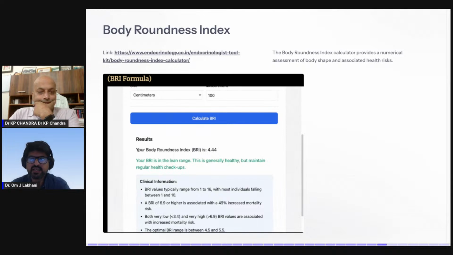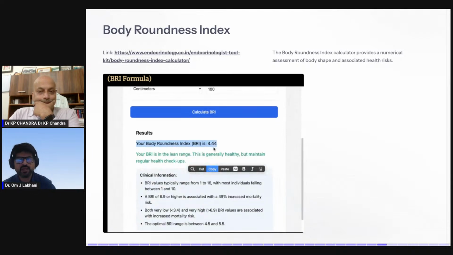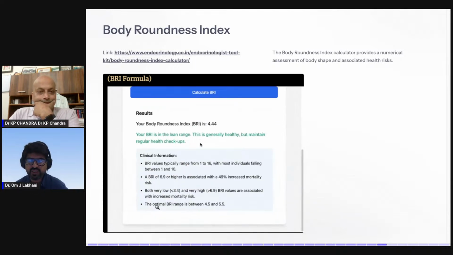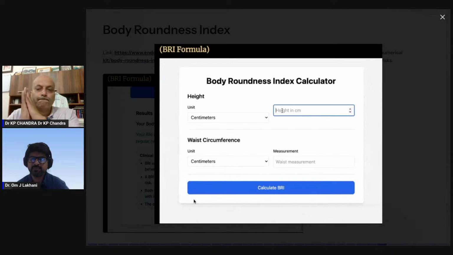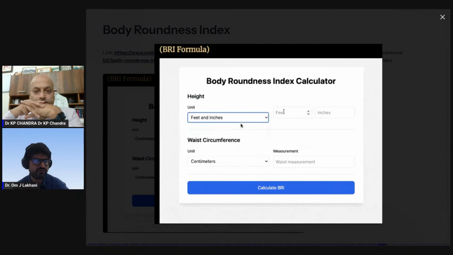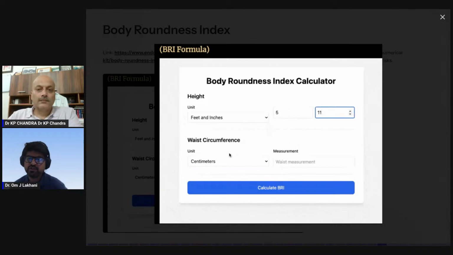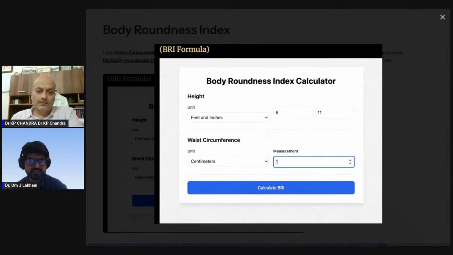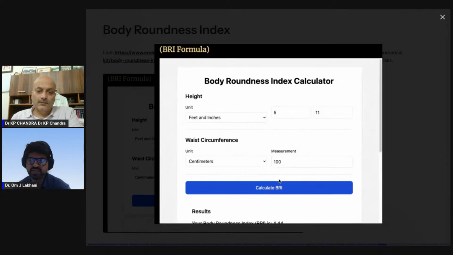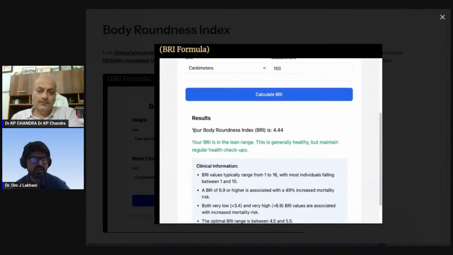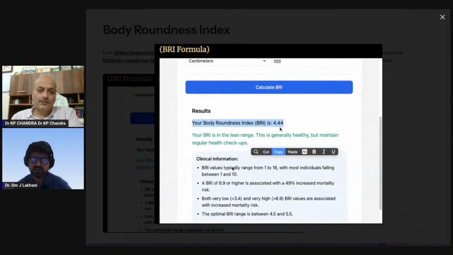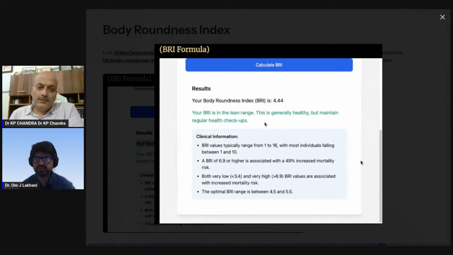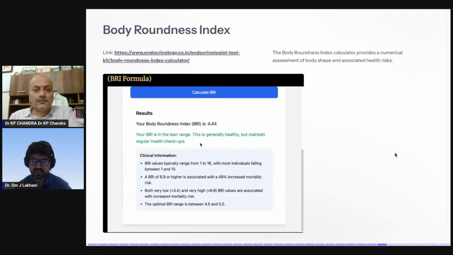We have made this calculator for body roundness index, BRI. You can see from the video, I'll just show that video. It's very simple to use. You can enter the height in centimeters, or you can use it in feet and inches. For example, I'll calculate my body roundness index. My height is 5 feet 11 inches, and my waist circumference, again you can enter in centimeters, let's say it's 100. Then my body roundness index is 4.44, and it also gives you the interpretation of the results.